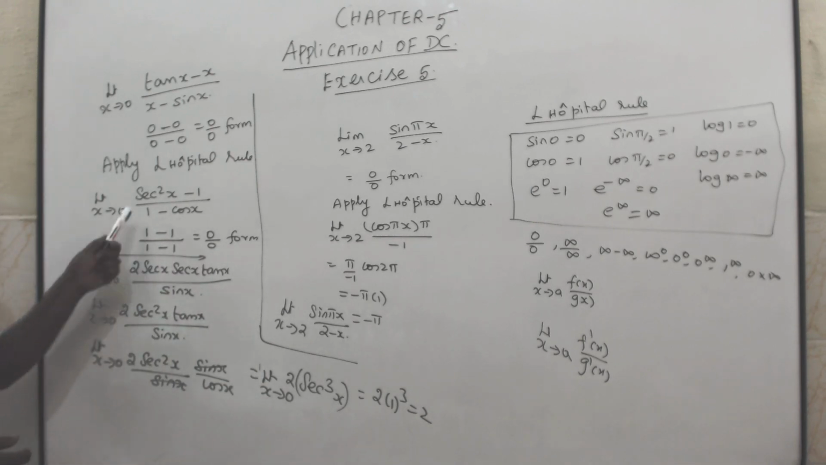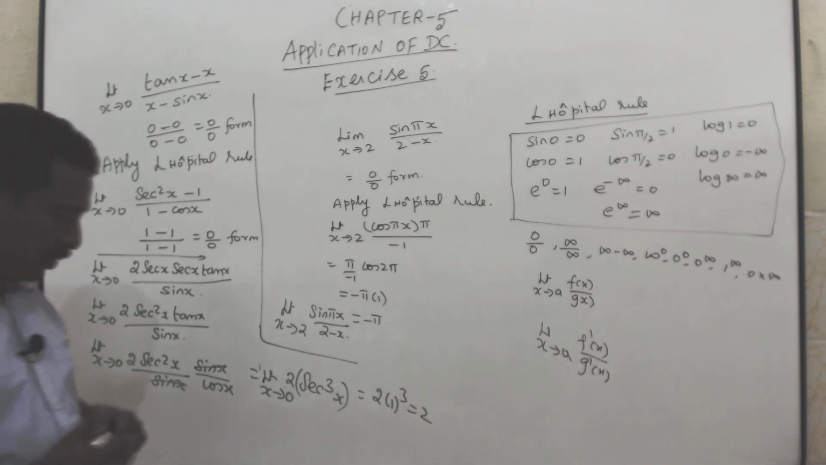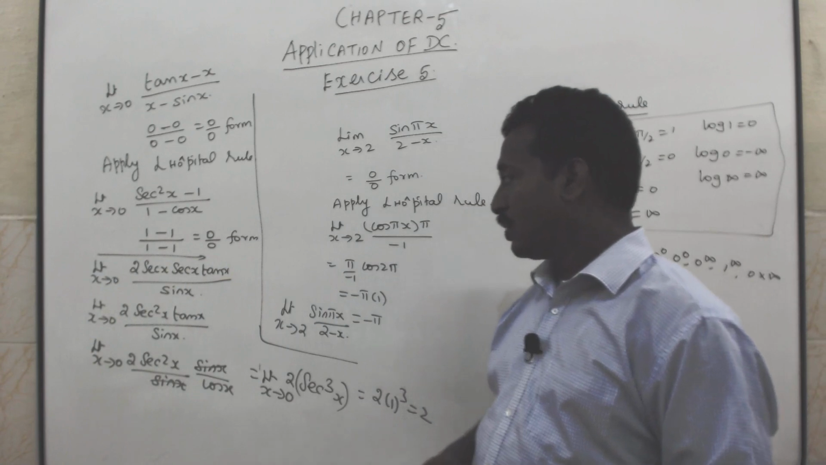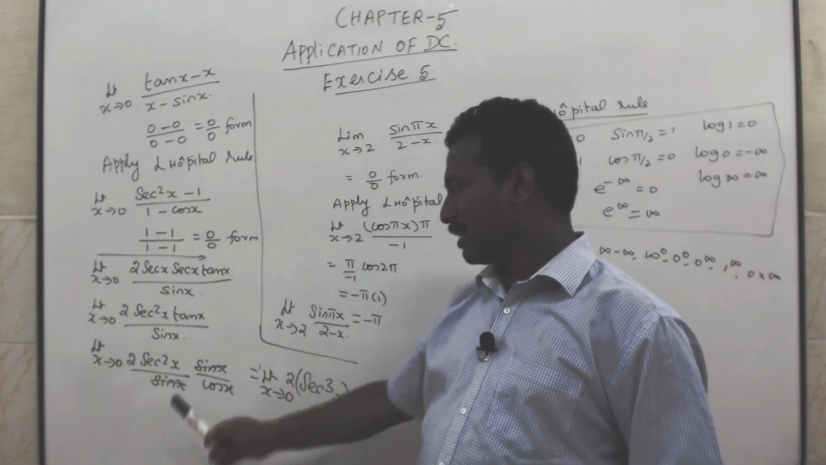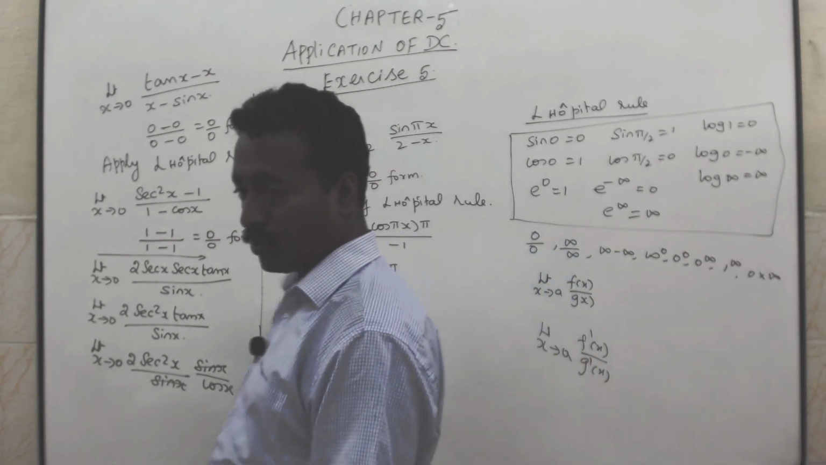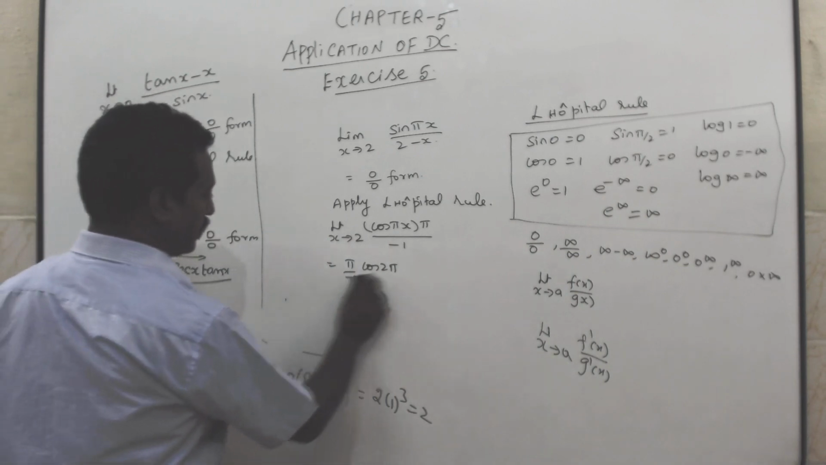Limit x tends to 0, 2 secant x, differentiation of secant x is secant x tan x, so 2 secant square x tan x by sin x. Tan x is sin x by cos x, one sin cancels, giving 2 secant cube x, that is 2 into 1 cube equals 2. Is it clear? Now question number 3.